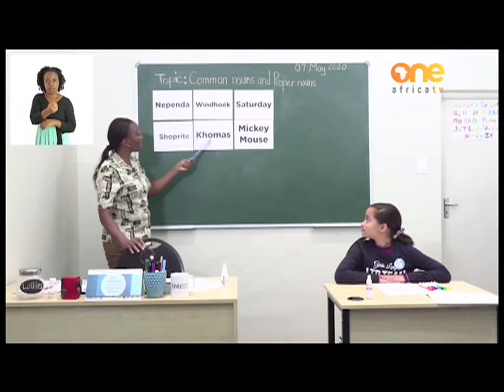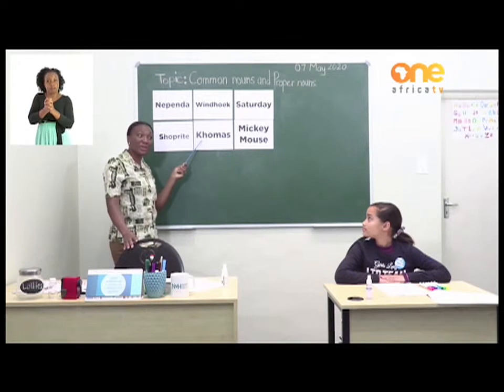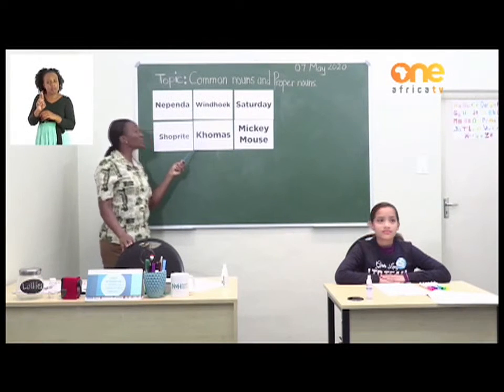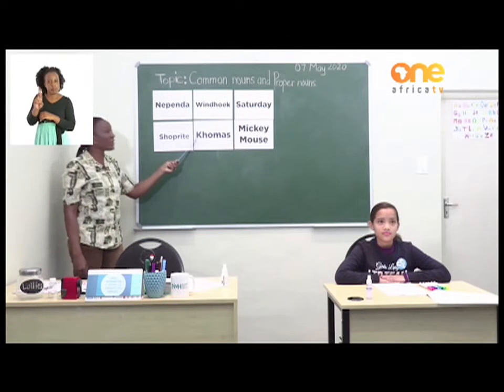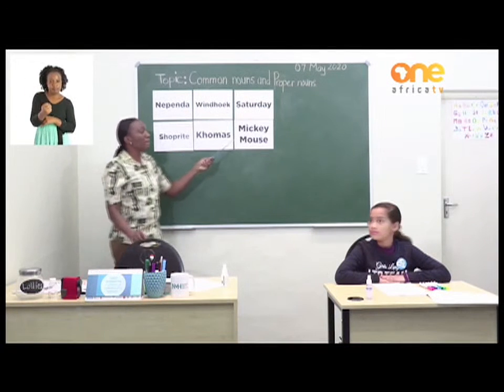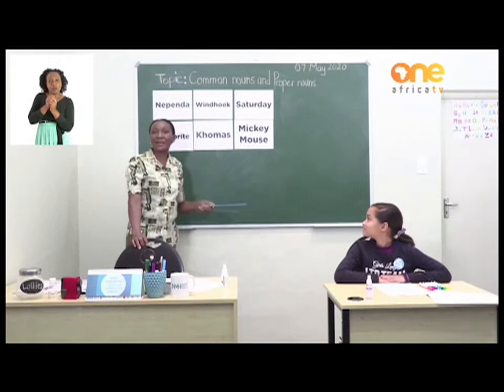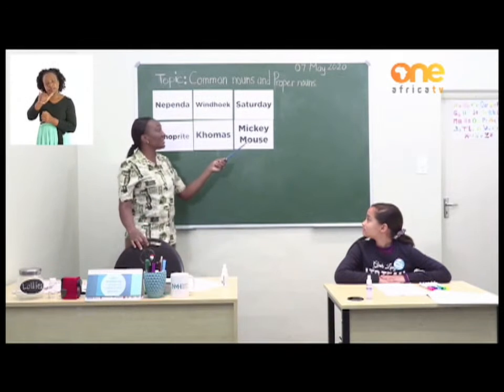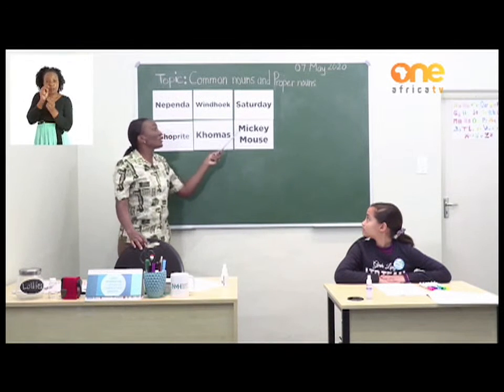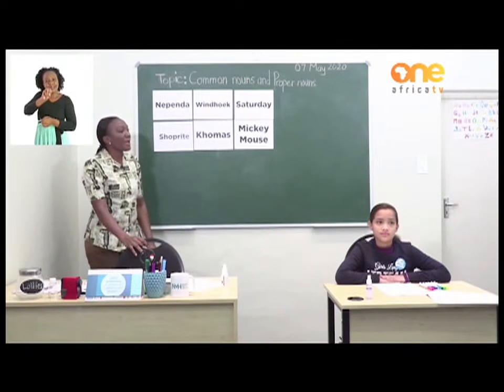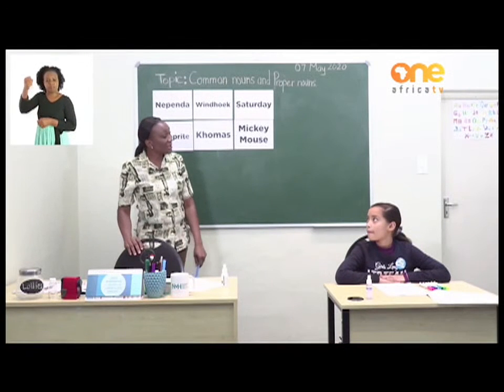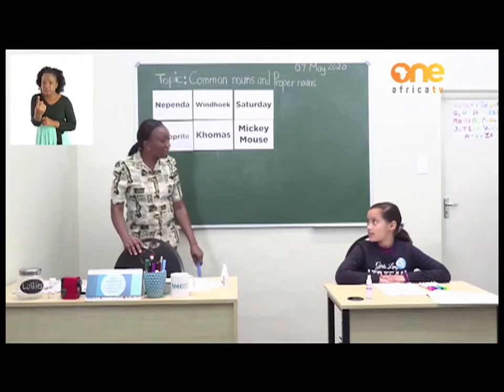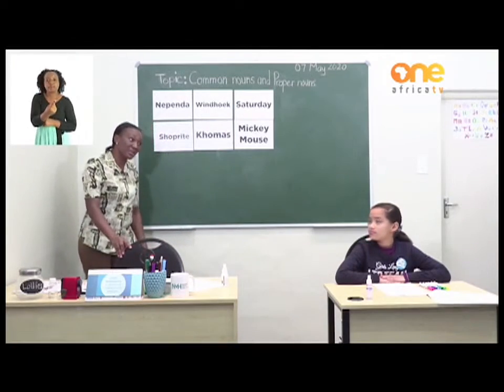Chanel, can you see Khomas? In which region are we? We are in Khomas region. So it must be written with a capital letter. Mickey Mouse. We all love Mickey Mouse. Now, this is the name of a mouse, so it must be written with a capital letter. Chanel, do you understand that one? Do you have any question?